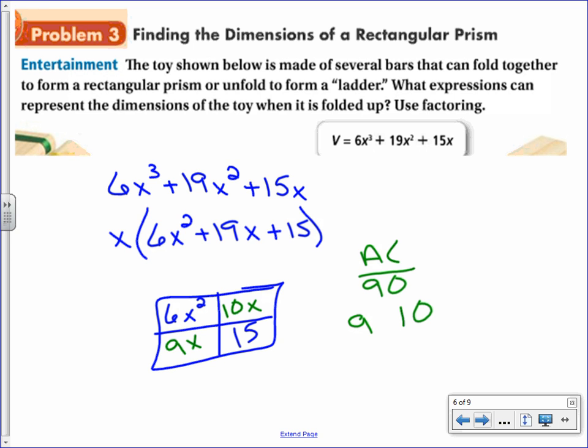Now I'll factor just like before. On the top here, I'd get 3x, a 5, a 2x, and a 3. With a final answer of, not forgetting the x from the very front of the problem, x parentheses, 3x plus 5, and 2x plus 3. There it is.